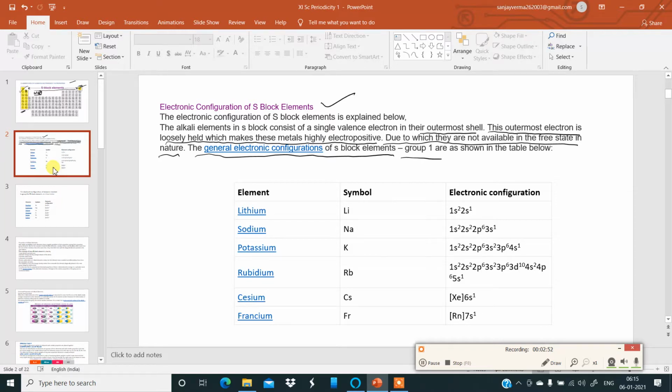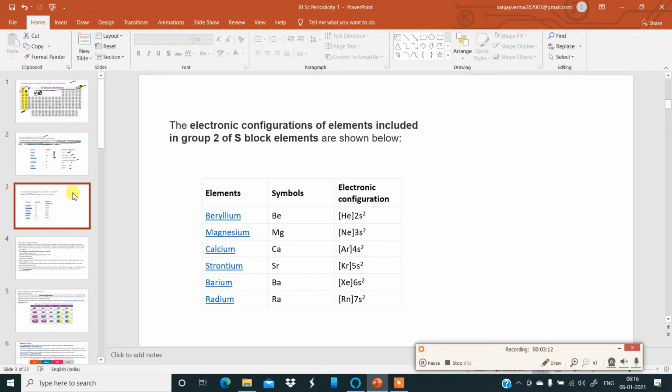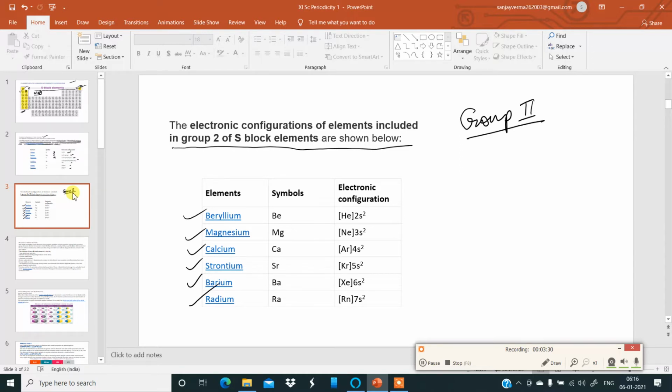So lithium, its atomic number is 3, so its electronic configuration is 1s2, 2s1. Sodium, 11. Electronic configuration is here. Potassium, 19, and so on. Okay. Now, the electronic configuration of elements included in group 2 of S block elements is also given over here. Group 2, like beryllium, magnesium, calcium, strontium, barium, and radium. Okay. So these are the electronic configurations of the elements of group 2.